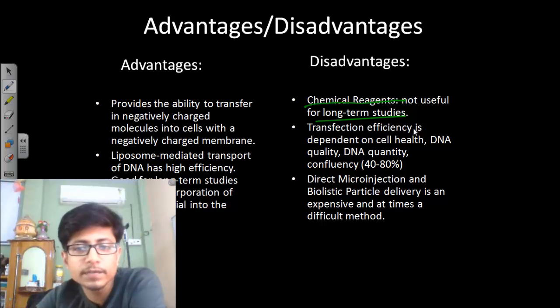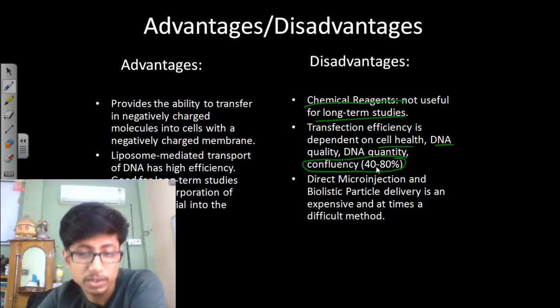And the transfection efficiency depends on the health of the cells being transfected, the DNA quality and DNA quantity. A confluence of 40 to 80% is required, right? Then only those cells can be transferred for the next round of growth.